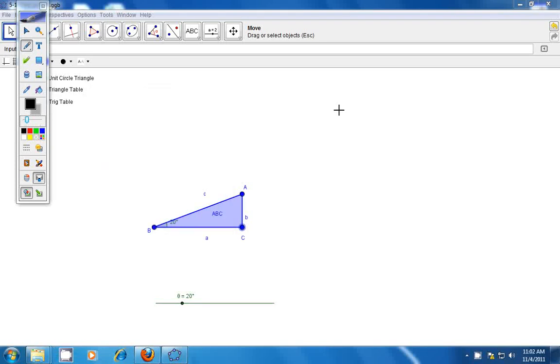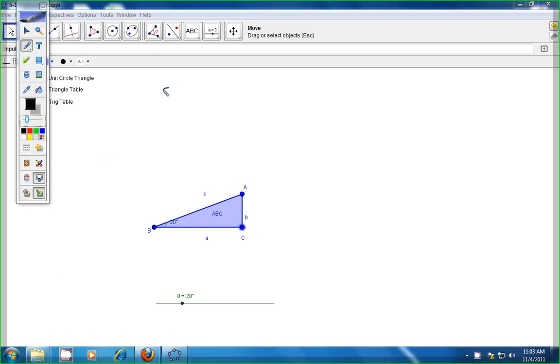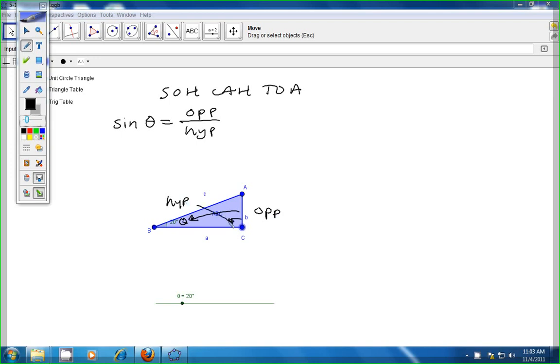Today's lesson is on trig functions and the right triangle. More specifically, SOHCAHTOA, where sine of an angle, which we're going to put here, is equal to the opposite over the hypotenuse. In a right triangle, we're going to make this side B known as the opposite because it is opposite that angle. We're going to have the hypotenuse be the longest leg, always opposite the right angle.